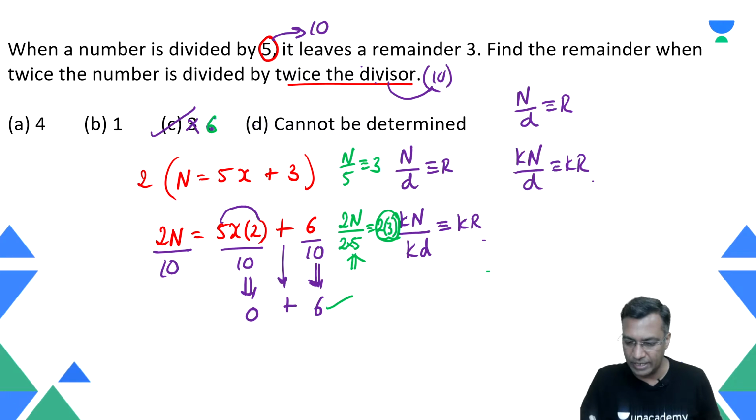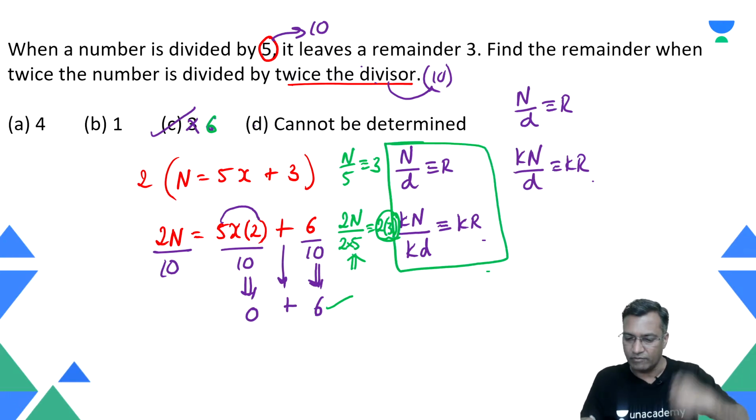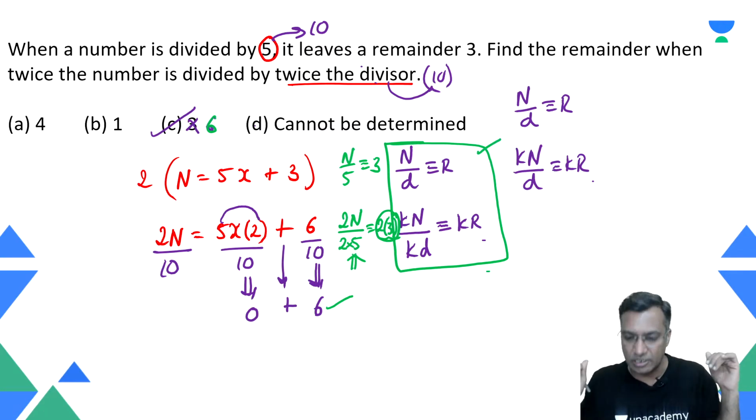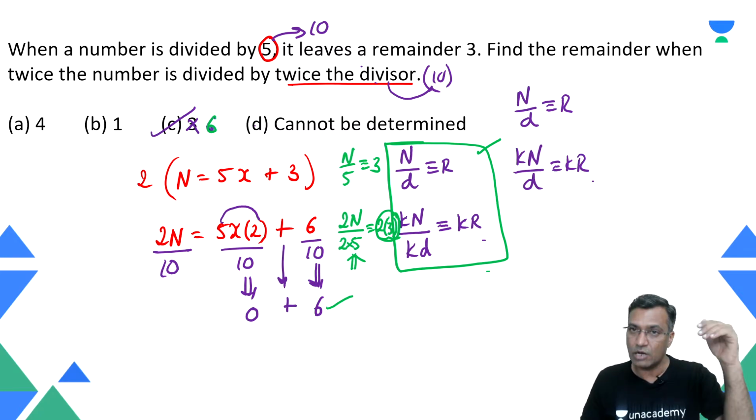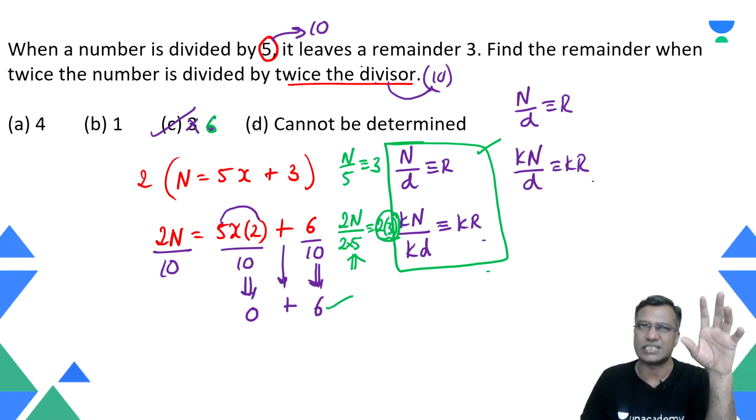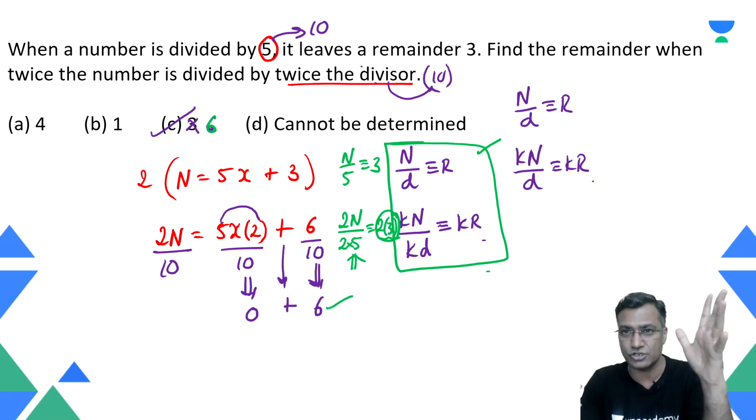Okay, now the 3 points I made. This was my third point. What was the third point? When the number is divided by the divisor, if it leaves r as the remainder, then k times the number divided by k times the divisor leaves a remainder which is k times r. Now these are the 3 important properties that I wanted to discuss. Now let's go to some of the applications which have come in the exam, simple applications at the level 0 kind. Let's take a look at them.